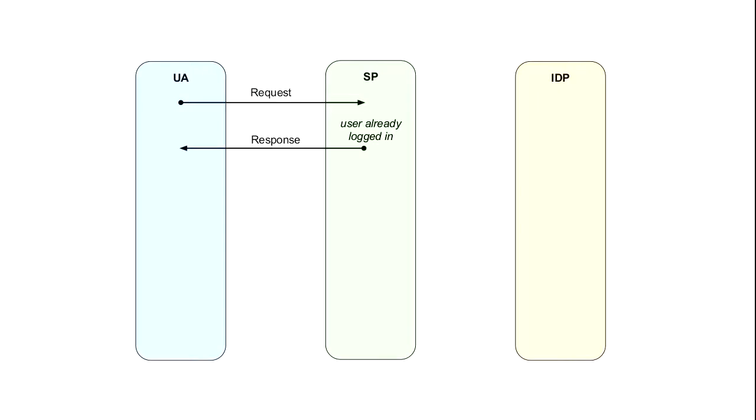So the user agent sends a request to the service provider. If the user is already logged in, so has an active cookie-based session with the service provider, we're done. Right? The service provider has all the information it needs to authorize that action and return the appropriate response. And we're done here. We can all go home.